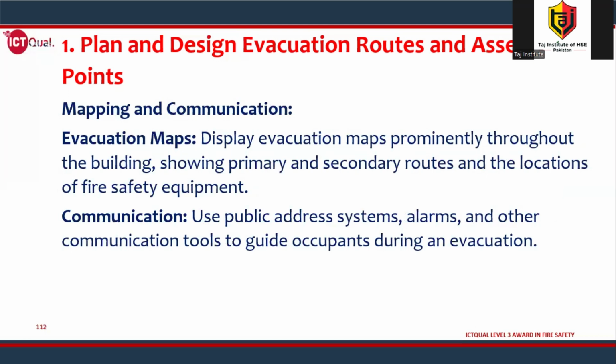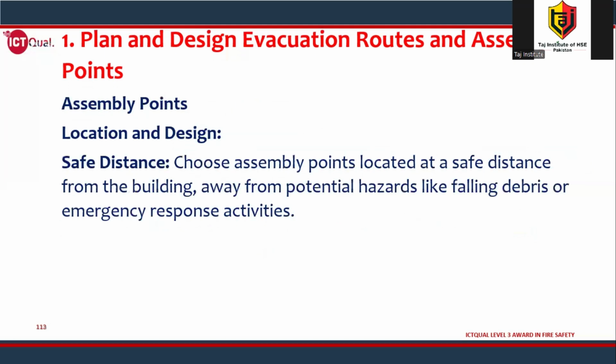Mapping and communication. Display evacuation maps prominently throughout the building, showing primary and secondary routes and the locations of fire safety equipment. So it is also important. The organization should display evacuation maps on the wall. It will be very helpful. Communication. Use public address systems, alarm systems, and other communication tools to guide occupants during an evacuation.